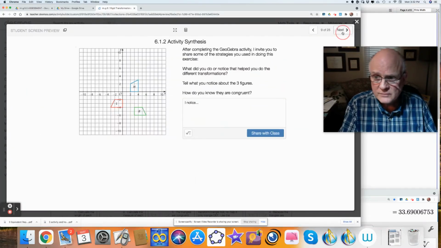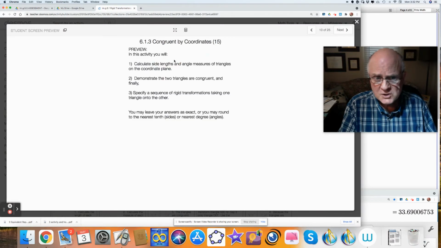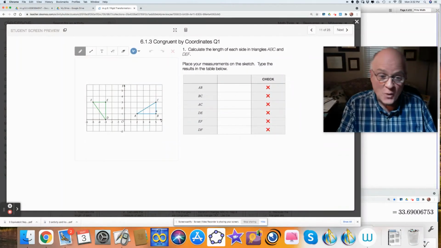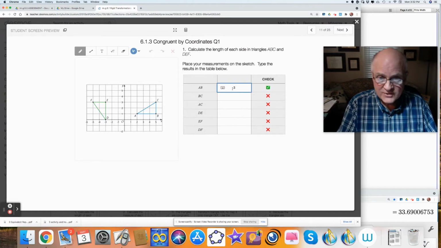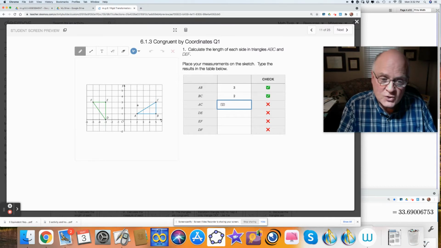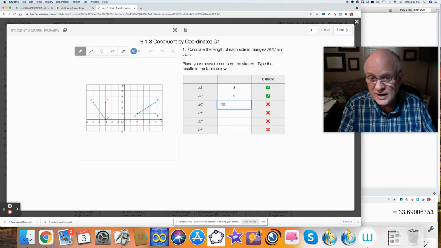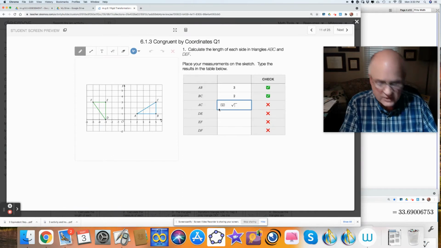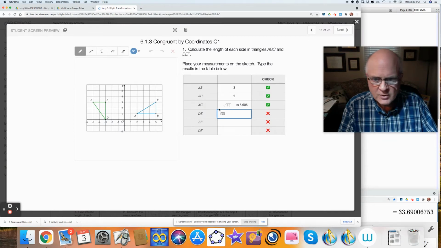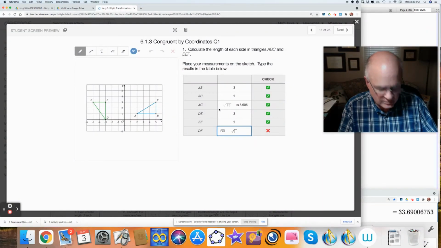Well, in the next activity, we check this. We're going to calculate the side lengths, calculate the angles, and we're going to specify rigid transformations that will map the one onto the other. Well, I know that AB is 3, and I know that CB is 2, and you can see I got it correct. Now this one would be 2 squared plus 3 squared. That's 4 plus 9, which is 13. So square root of 13 gets me correct. And all of the sides here are going to match up. This is going to be 3, 2, and square root of 13.